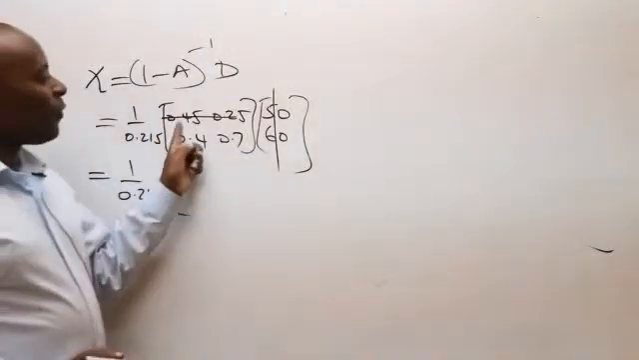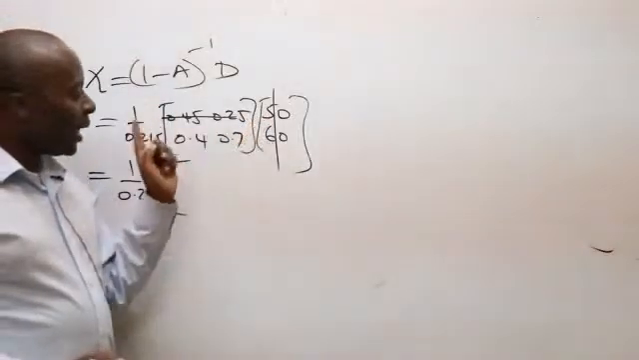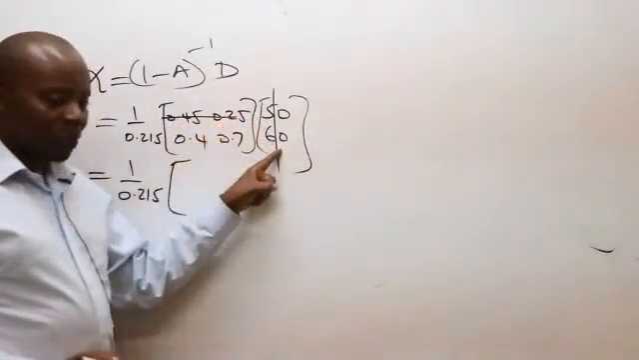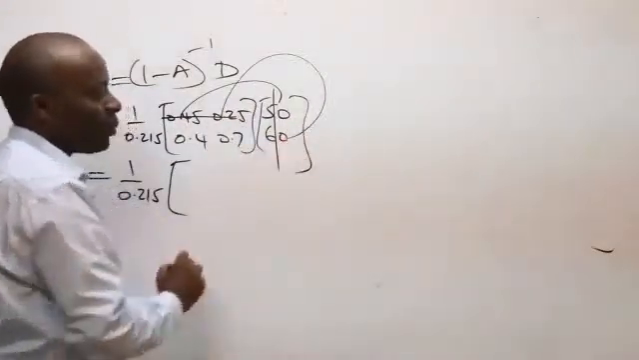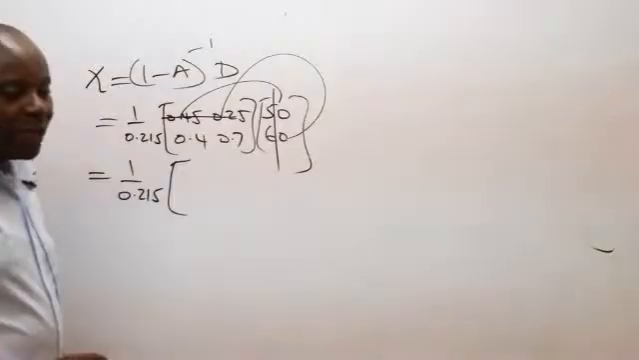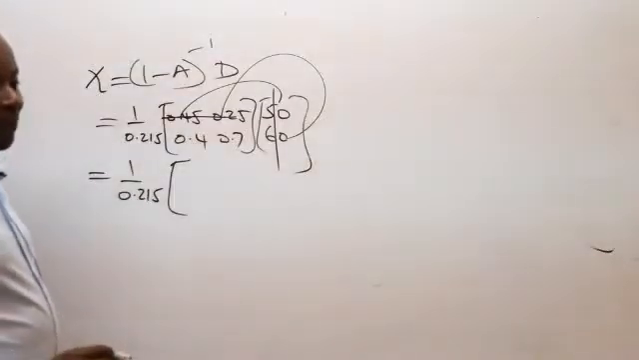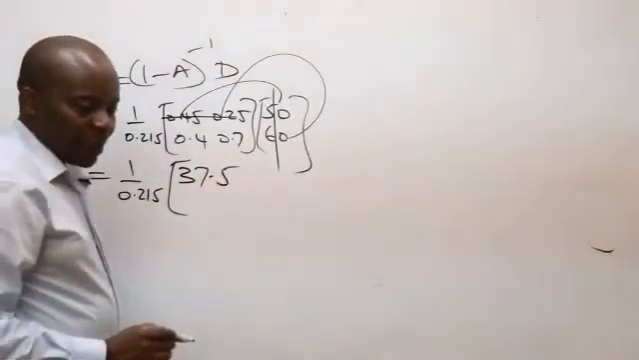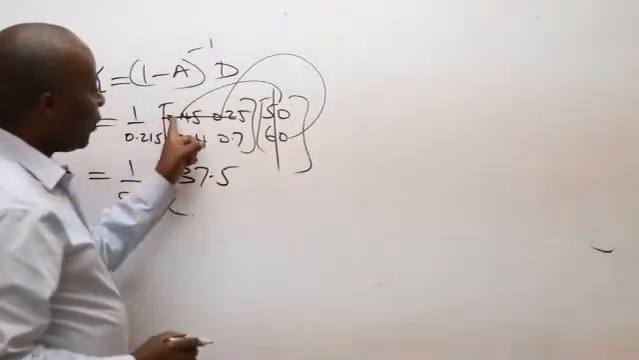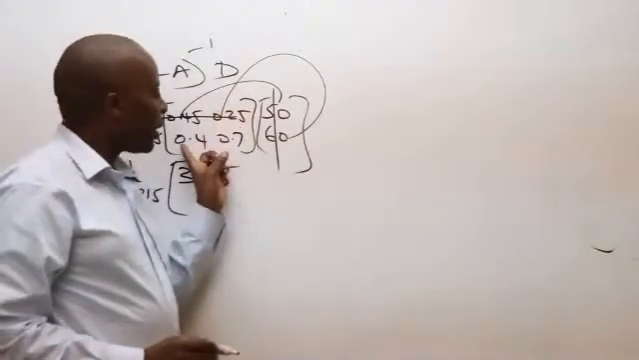You say 0.45 times 50 plus 0.25 times 60. Remember, it is first ones multiplied plus second ones multiplied. So I assume that it will be 37.5. Remember, whatever I've done with this row, I have to do it with this other row.